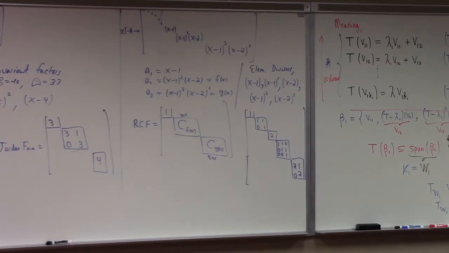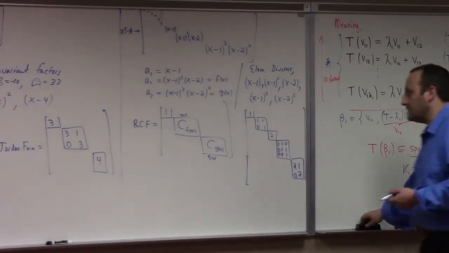Now, if you understand the game we're playing, if I give you the Jordan form of a matrix, you can also write down what? You can write down its invariant factors and its elementary divisors. Let's see if we can do that.